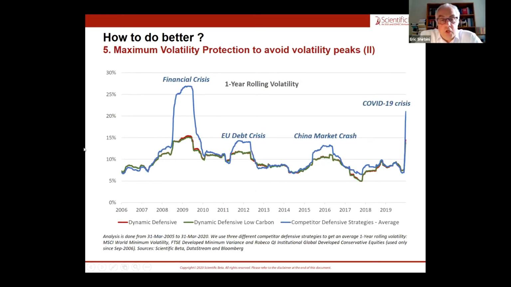The blue line here shows the typical defensive strategy without any volatility control. The red line shows what happens if you explicitly control the volatility by introducing a cap-weighted overlay that reduces your exposure to the market as volatility is rising. We also show the low carbon version of this strategy, and you can see it's very similar to the version that doesn't have the low carbon filter included.